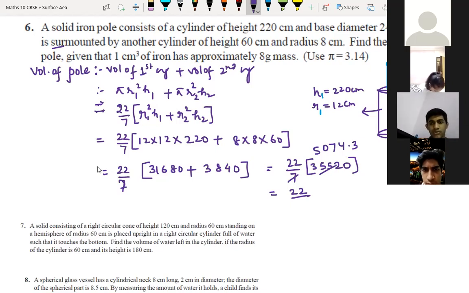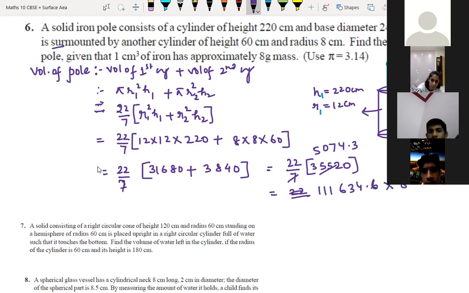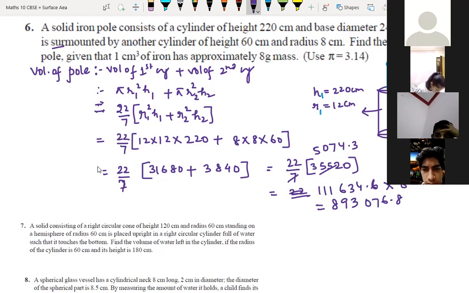So 5074.3 multiplied by 22, you'll get 111,634.6. This is the volume of the pole, and if you multiply by 8 grams per 1 cubic centimeter, you'll get 893,076.8. This is your grams. If you convert into kg, you will get 893.076 kg. So we did a small mistake.